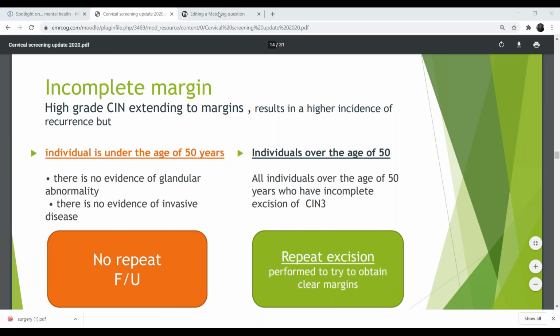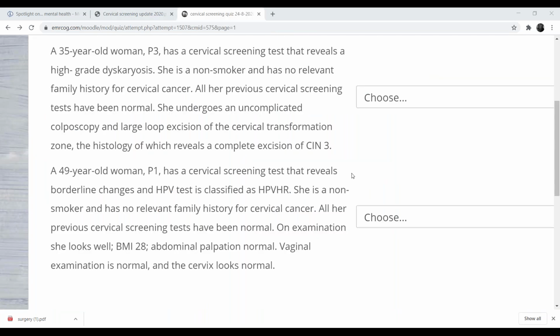I will read the second case, then we will go to our flashcards to finish it. A 35-year-old para 5 has a cervical screening test that reveals high-grade dyskaryosis. She is a non-smoker, with no relevant family history of cervical cancer. All her previous cervical screening tests have been normal. She undergoes an uncomplicated colposcopy and large loop excision of the cervical transformation zone, the histology of which reveals a complete excision of CIN3. So what is next?